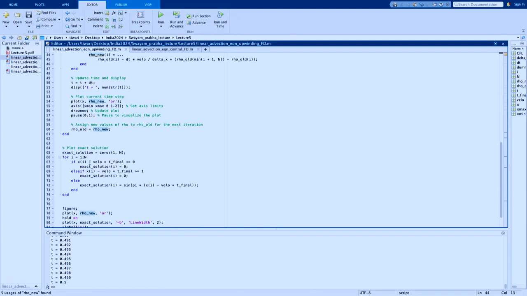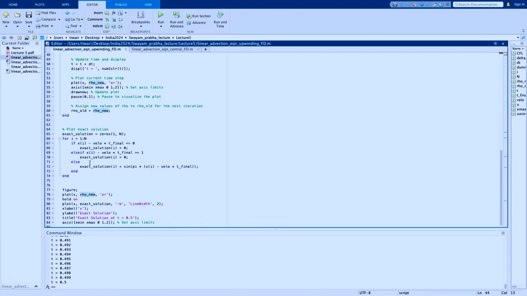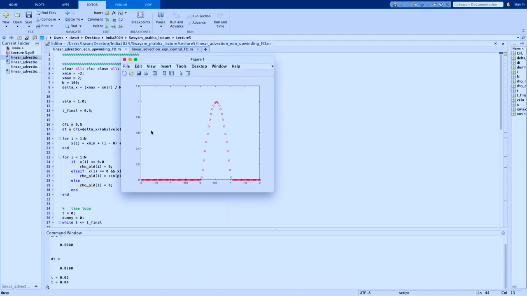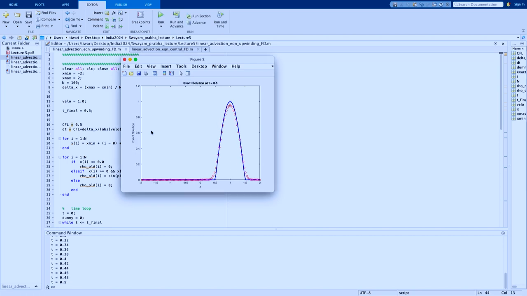Now, in this case, I have also plotted the exact solution at the final time, to see how it matches or not. So let us start our simulation. It is going to the right, and now what you see is that at time t equal to 1, this is the exact solution, which is the blue curve, and these points are the numerical solution.